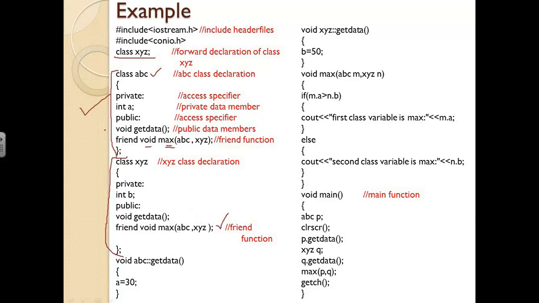Another thing you can remember here: I have used the get data function in both the classes, so we won't have any problem. The same function name is used in both the classes, but the only difference is this get data member function comes under the ABC class, and this get data member function comes under the XYZ class. Then how will the compiler identify which get data member function it has to call? Based on the object which we are going to create. The ABC class will have one object, the XYZ class will have another object. Using the object only we are going to access the member functions.